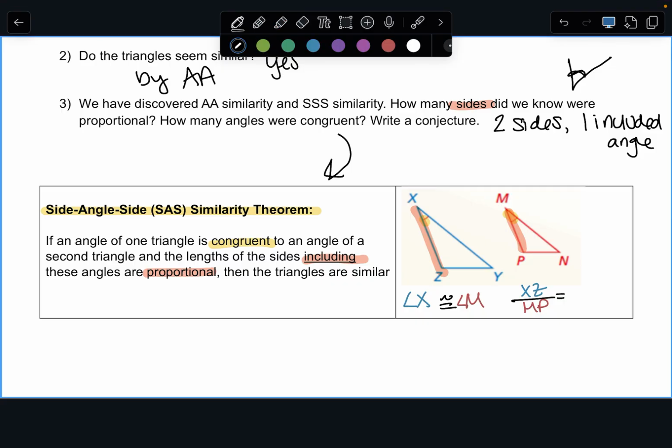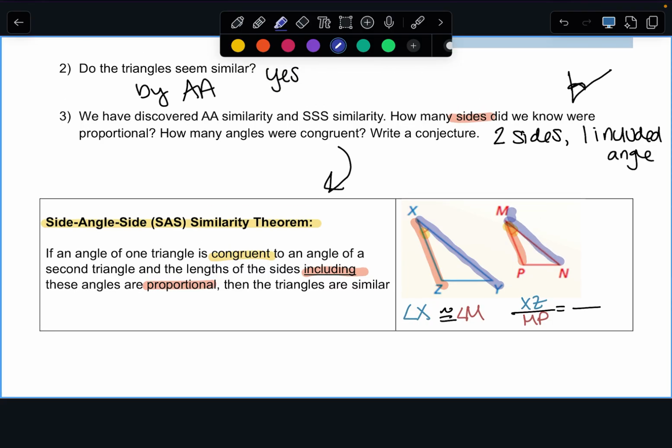So to be equal to, what side would we need from blue to make this yellow angle included? XY. We would need the other side that angle is touching. So we would need XY, and what does it match with? MN. The key here is that the angle has to be included. It has to be set up just like this.